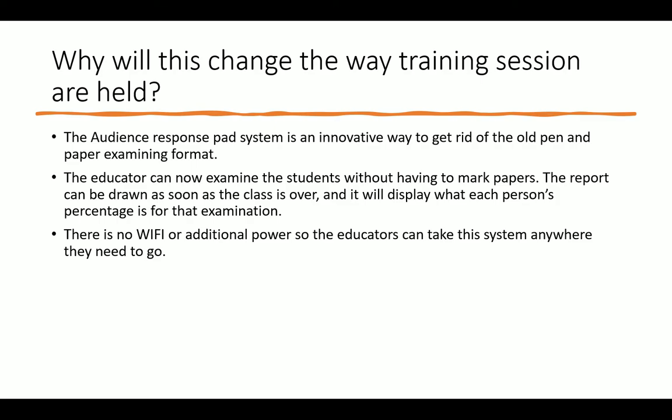Why will this change the way training sessions are held? The audience response pad system is an innovative way to get rid of the old pen and paper examining format. The educator can now examine the students without having to mark papers. The report can just be drawn as soon as the class is over, and it will display what each person's percentage is for that examination. There is no Wi-Fi or additional power, so the educator can take the system anywhere they need to go.